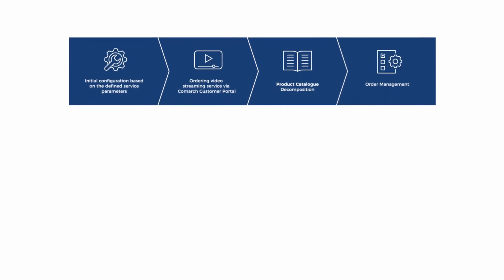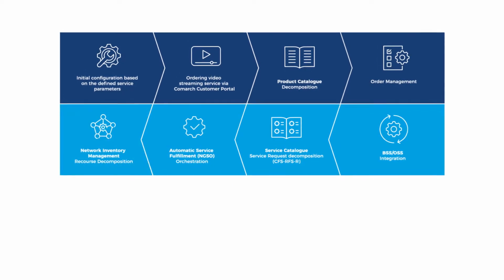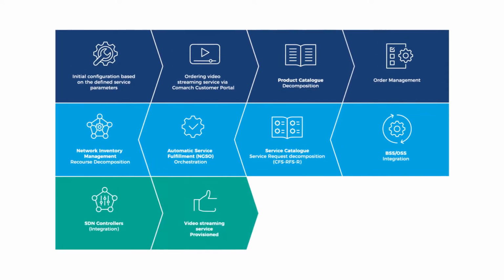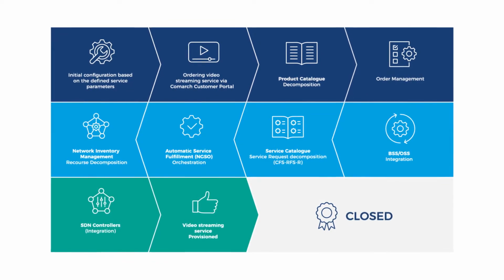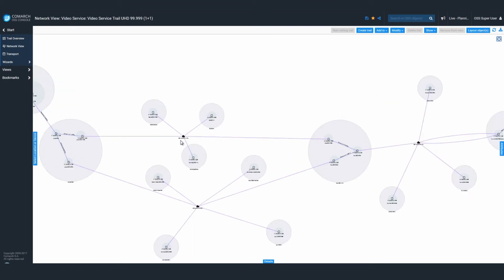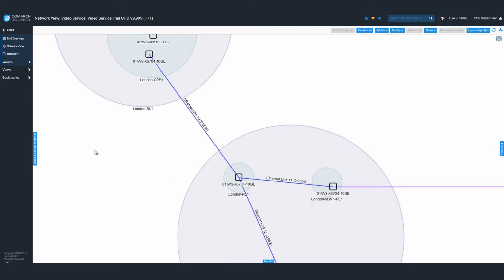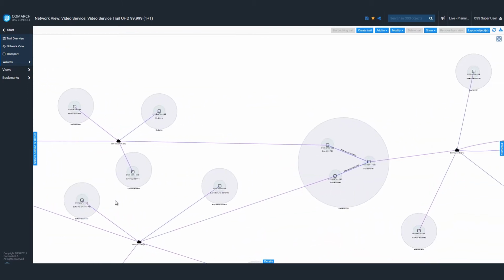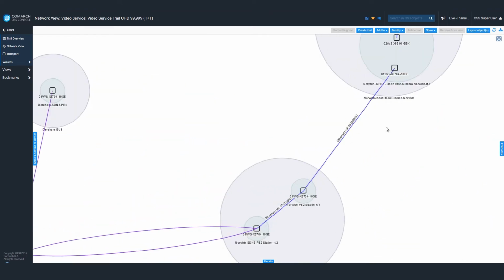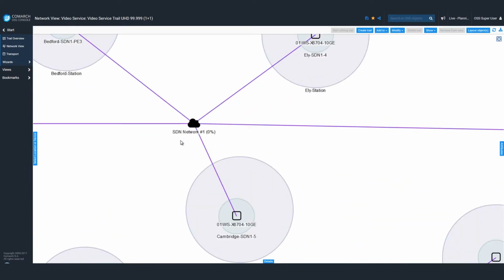Comarch's end-to-end service provisioning starts with service configuration, service ordering, service decomposition, order management, service request decomposition, automatic service orchestration, and network resource decomposition. During the service configuration phase, the initial topology of the broadcast network is identified, where the live video streaming starts from one network edge to another, from the broadcaster site to the customer site. Between the two sites is the SDN multi-domain core network.